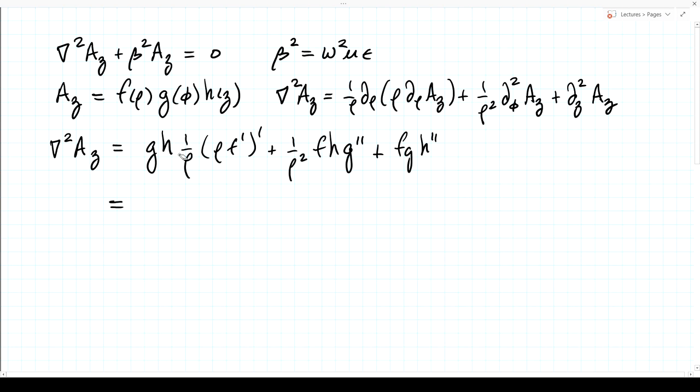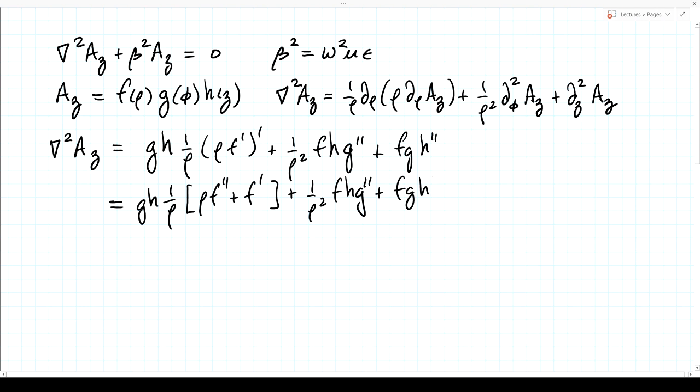And let's expand out this first term. So we use the product rule here for the derivatives. We get G H times 1 over rho times the first times the derivative of the second, that'd be rho F double prime, plus the second times the derivative of the first. Well, the derivative of rho with respect to rho is just 1, so it'd be plus F prime, plus 1 over rho squared F H G double prime, plus F G H double prime.